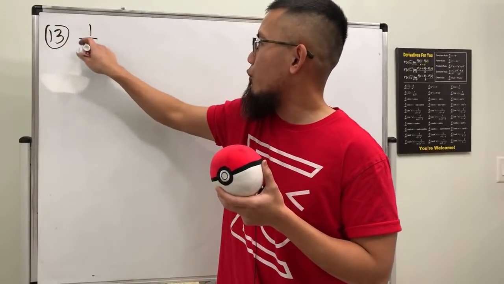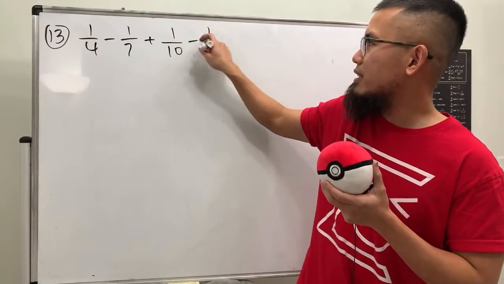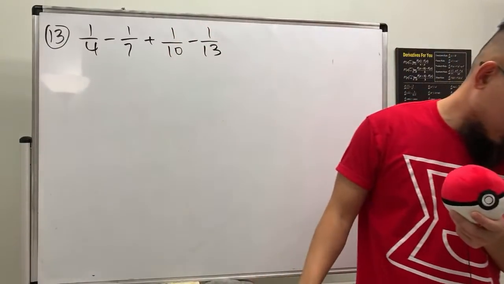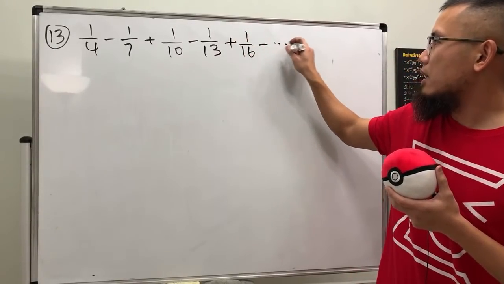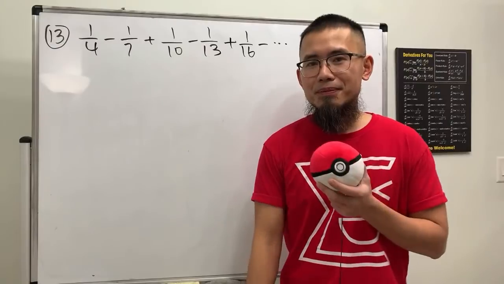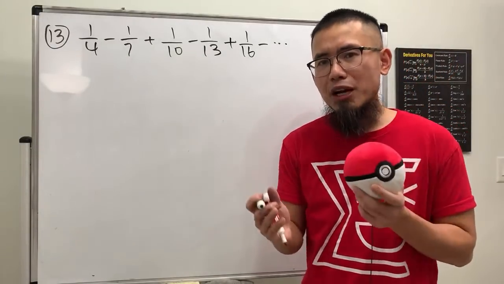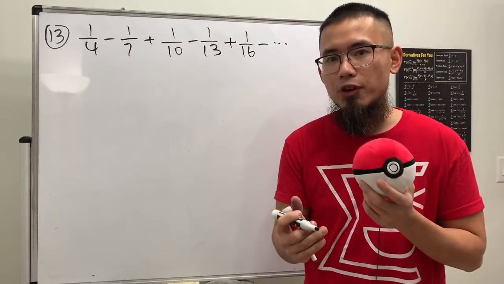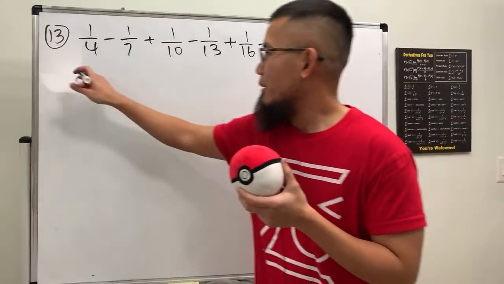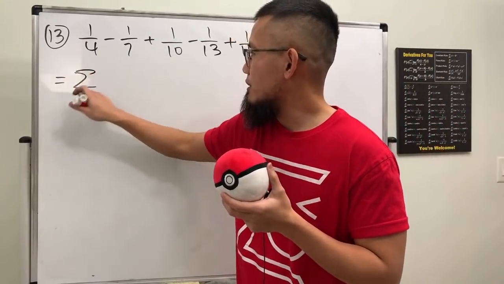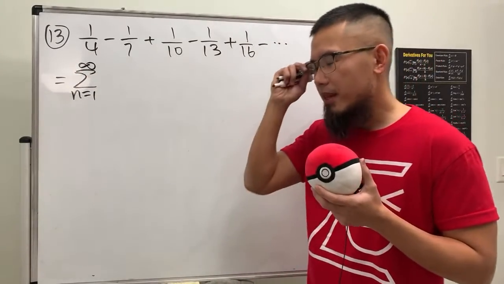Okay, so for the next one, number 13. Here we have 1 over 4 minus 1 over 7 plus 1 over 10 minus 1 over 13 and then plus 1 over 16, and so on, so on, so on. Right? So, again, when you have the expanded form, it's a good idea to put it into the summation form first so that maybe you feel more comfortable with it. Okay, in that case, here we go. Sum as n goes from 1 to infinity. Let's just let n start with 1.